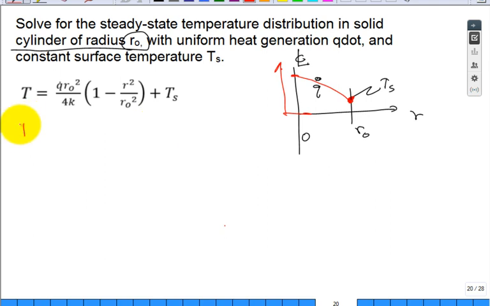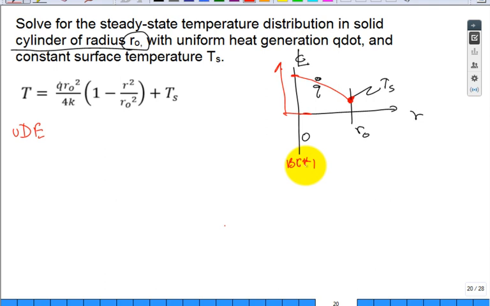I need my differential equation because it's 1D. It's not a PDE. It's just an ODE. And I need two boundary conditions. The boundary condition number one, right here, that's the hard one. Because it's like, hold it. What? Why do I have a boundary condition at R equal to zero? Because the slope has to be flat.